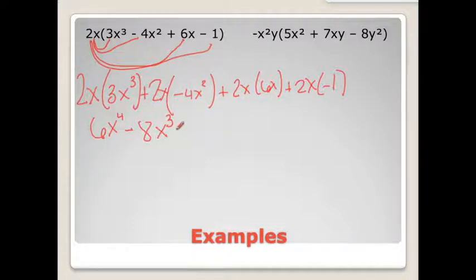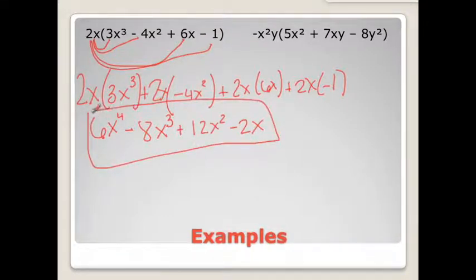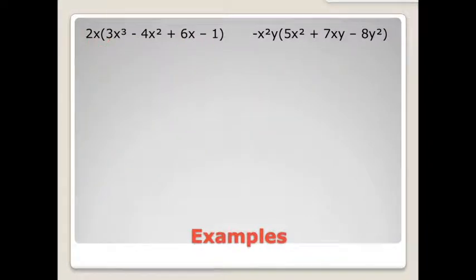8x to the third. 2x times 6x will be 12x to the second, and 2x times negative 1 will be negative 2x. Okay, so our final answer would be 6x to the fourth minus 8x to the third plus 12x squared minus 2x. Okay, let's try the next one.